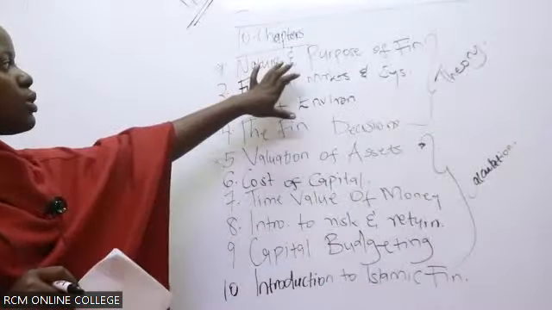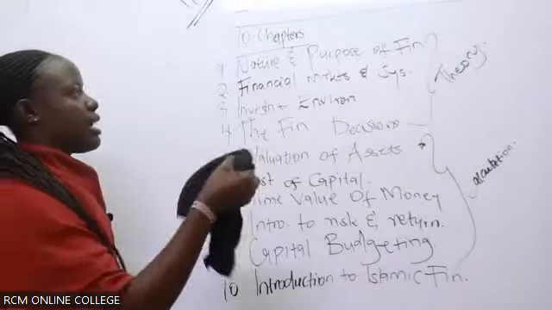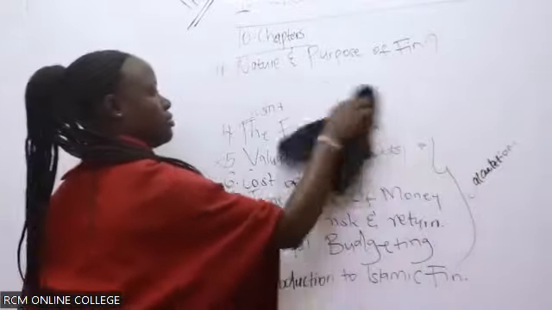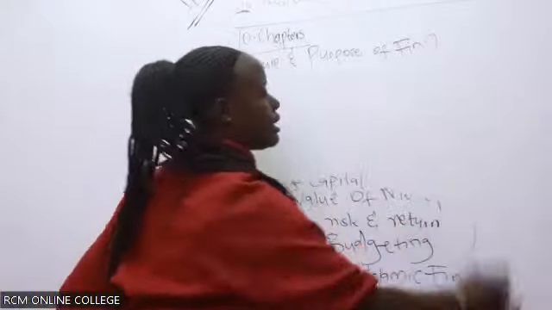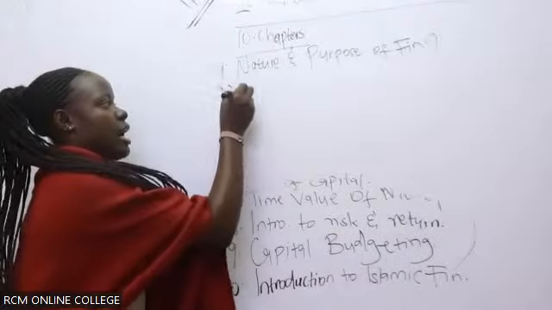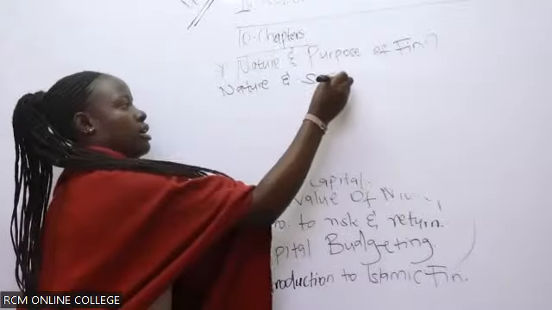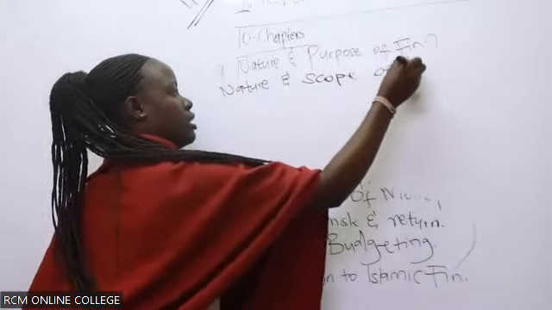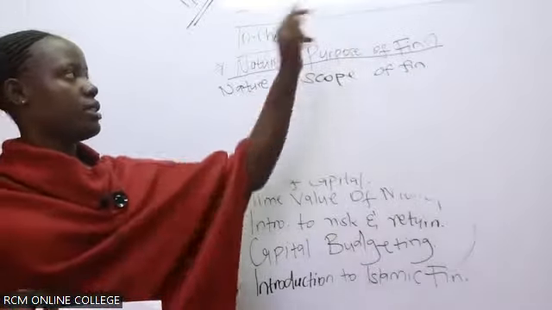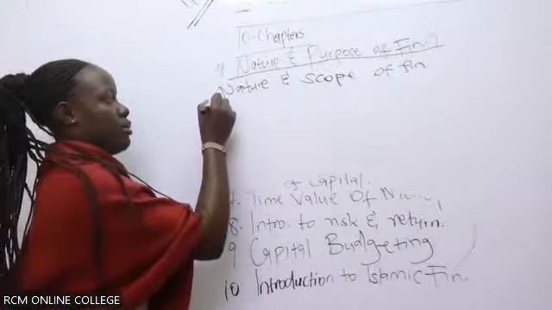So today, let's start on nature and purpose of finance. Under nature and purpose of finance, first, what you're supposed to understand is the nature and scope. Nature and scope of finance, as our first chapter in Introduction to Finance and Investment. You'll first understand the nature and scope of finance.